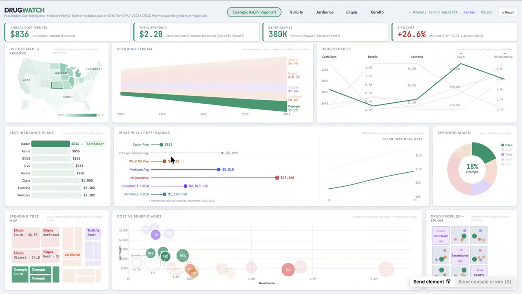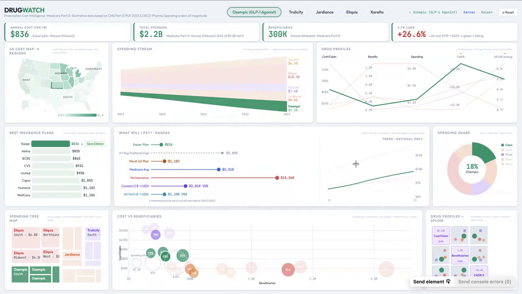The lollipop chart is also very useful. The key insight here is that Medicare Part B is significantly more expensive. Compared to the best private plans for Ozempic, Medicare costs around 5,500 annually, while the best private plan only costs about $836. That is like a 6.5x difference. I will not go for Medicare after seeing this.